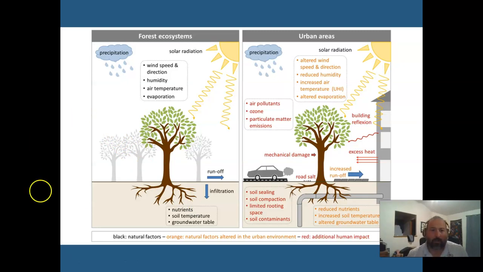So we can think about something like a forest ecosystem. And we know that there are some natural things to think about: wind speed and direction, humidity, air temperature, evaporation, solar radiation, precipitation, runoff, infiltration, nutrients, soil temperature, the groundwater table. All things that are natural and that we know are part of all the natural processes, and so we expect those to happen.